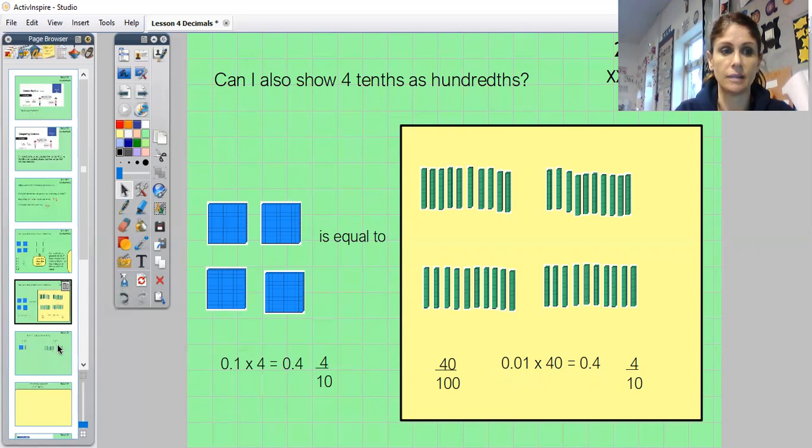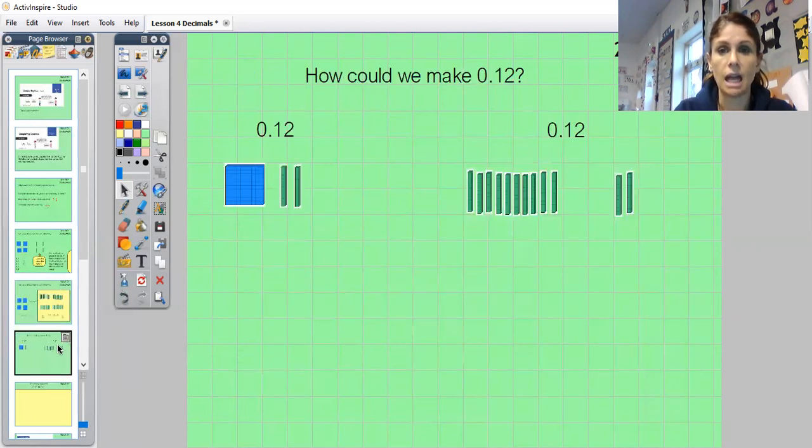Right, okay. So how could we make 0.12? Well, here's a way that we could make 0.12. We could use 1/10 and we could use 2 hundredths. 1/10 plus 2 hundredths equals 0.12. 0.1 plus 0.02 is worth 0.12.